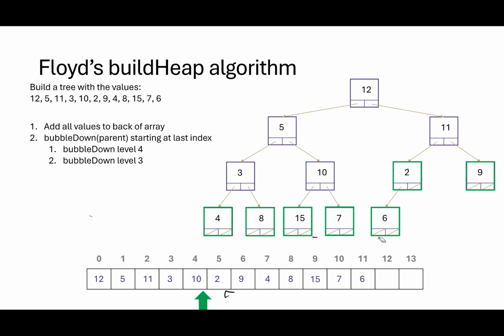Now level 3, you see that 9 and 2, they are fine. 9 has nothing, no children, so no bubble down. 2 has a child, but it's bigger. So 2 is fine. Next, we move to 10. Now 10 has a child that is smaller than 10. That was 7. So we make a swap. Okay, so we make a swap between 10 and 7.